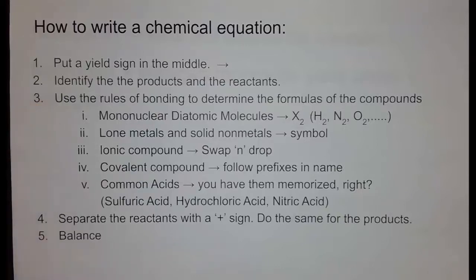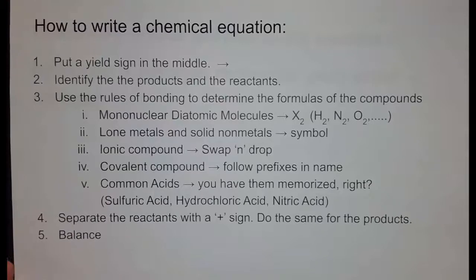The diatomic molecules, lone metals and solid nonmetals, you just use the symbol. Ionic compounds, this is the hardest. We have to do the swap and drop. Covalent compounds are the easiest. We have to follow the prefix names. And you need to remember the common acids, the three of them that we were supposed to memorize and be able to recognize them. Separate the reactants with a plus sign and the products with a plus sign, if there's two of each, and in the end you'll balance.